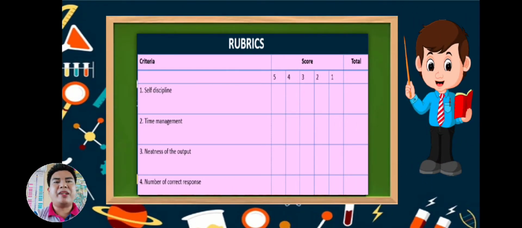Let us have now the criteria for our activity. Self-discipline, time management, neatness of the output, number of correct responses. We have the scores of 5 points, 4 points, 3 points, 2 points, and 1 point. And we're going to count them to find the total score.